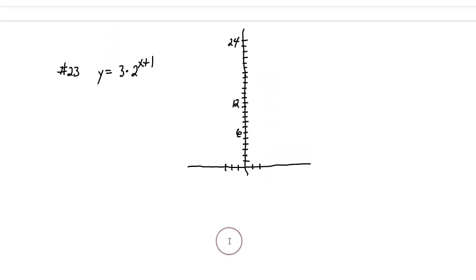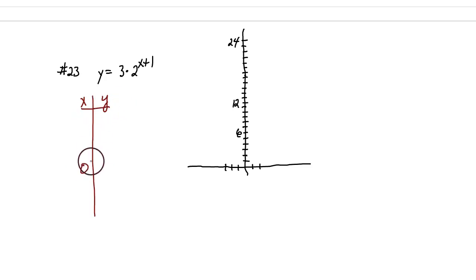Number 23, another exponential function. It has an extra times 3 at the beginning, which is going to affect the shape a little bit. And there's an adjustment made in the exponent. Now, this plus 1 is not just added on the end of the entire equation like last time. So this plus 1 is not going to move the asymptote line. It's going to have a different effect on the graph. Let's make an XY table.